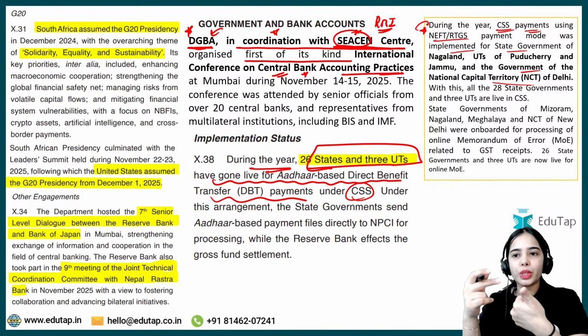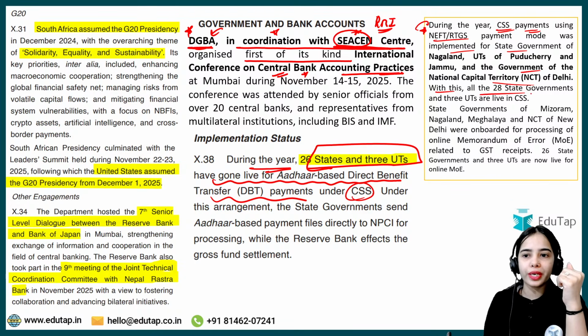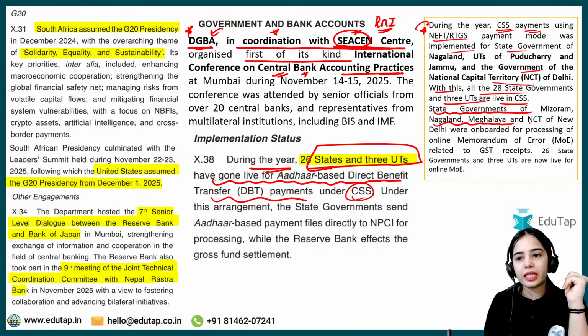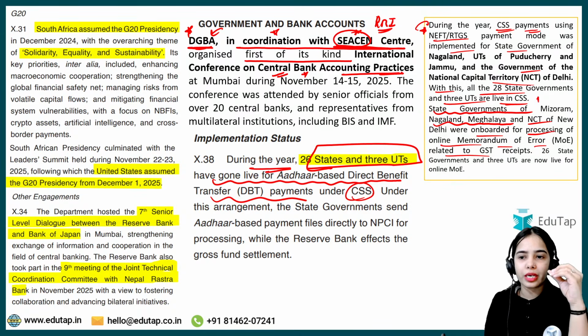So during the year, the centrally sponsored scheme payments using NEFT RTGS payment mode were implemented for the state government of Nagaland, the union territories of Puducherry and Jammu, and the government of the NCT of Delhi. With this, all 28 state governments and 3 union territories are live in centrally sponsored schemes. State governments of Mizoram, Nagaland, Meghalaya, and the city of New Delhi were onboarded for processing of online memorandum of error related to GST receipts. So basically, there are different state governments.